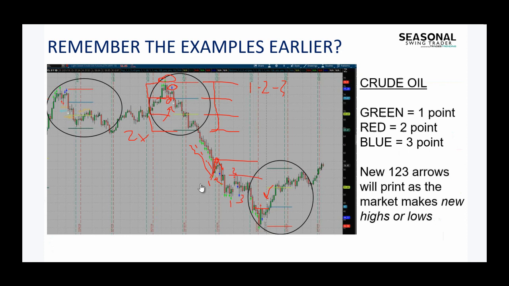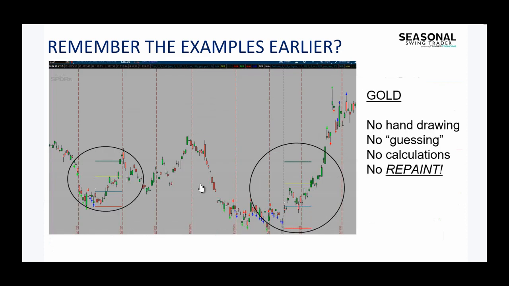We simply start the count over. Here we are, 1, 2, 3. We never take out the number 2. We actually trade lower. So we start the count over. Here's that last setup. Okay? Here's the same chart of gold. Guys, no hand painting any of this anymore. No repainting. All right, so here's that gold example.